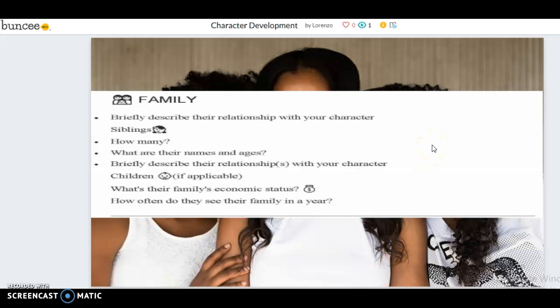We can also talk about their family, maybe briefly describe their relationship with their siblings, mom, dad, how many siblings they have, names and ages. Characters that talk a lot about their family help characterize that character as family oriented. If they say some nasty things about their family, it may not mean they're not family oriented, but it may say that they have some deep seated issues with their family. Deep seated issues with family are always very identifiable to readers.